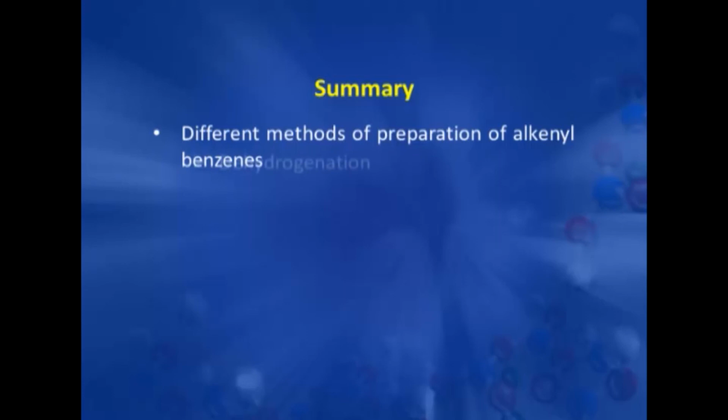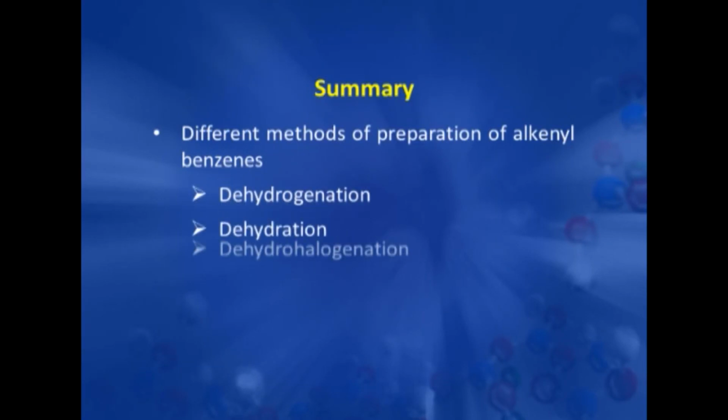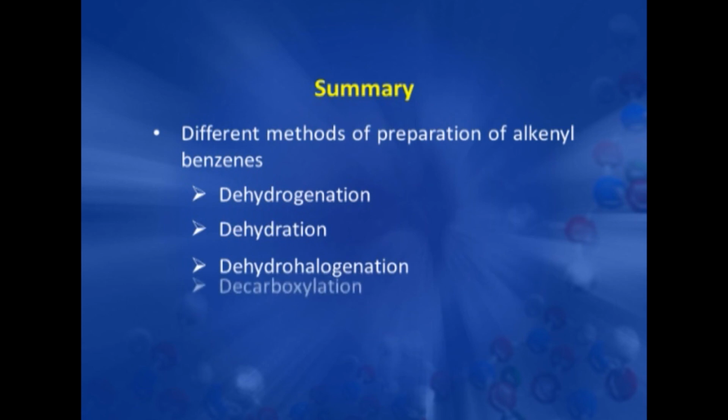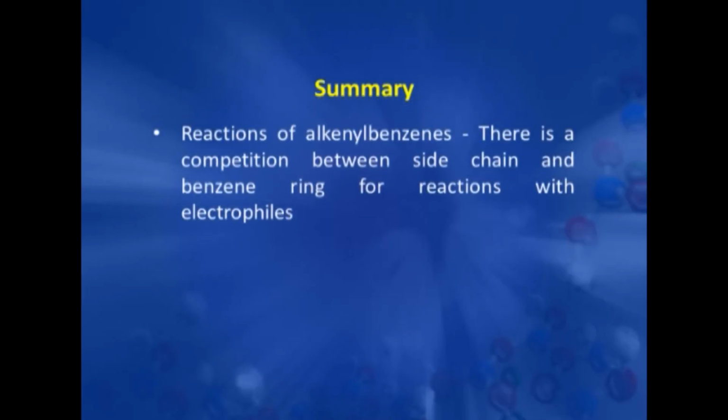This mercuric oxide is used to remove the nitric acid, since this reaction is a reversible reaction. Now, today we have discussed the preparation of alkenyl benzenes, in which the double bond is conjugated with the benzene ring, by taking different methods, which include dehydrogenation, dehydration, dehydrohalogenation and decarboxylation. And further we discussed the reactions of alkenyl benzene, and we have seen that the side chain double bond undergoes reactions more rapidly as compared to the benzene ring.